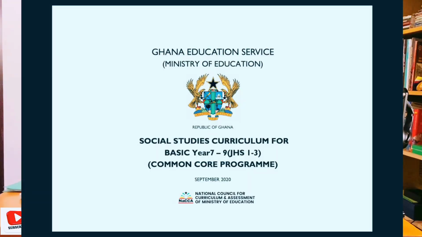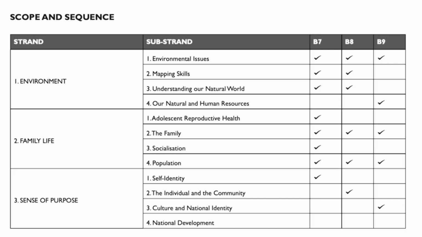So let's see the scope and the sequence. I'll show you the scope and the sequence. When you pick every syllabus, what they call the curriculum now, you see strand and substrand. They used to call it topics. Now we have strand and substrand. It makes sense. So let's see what is there.